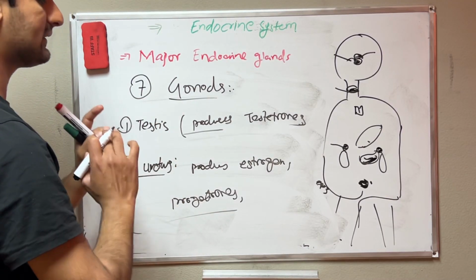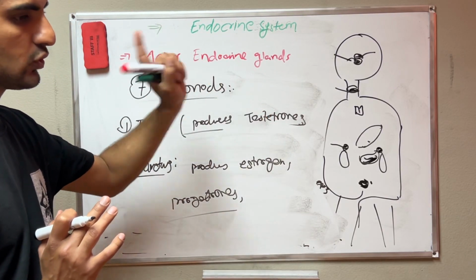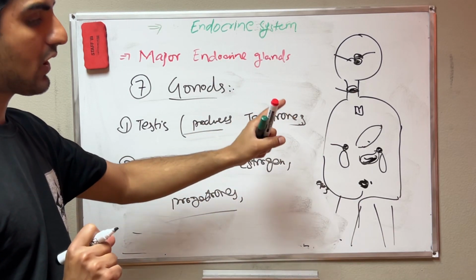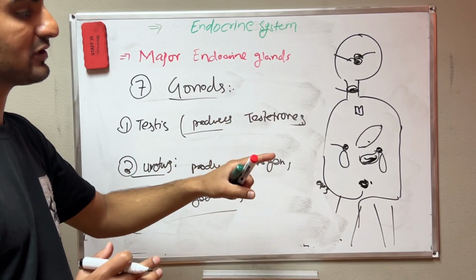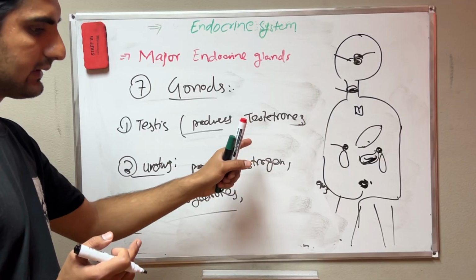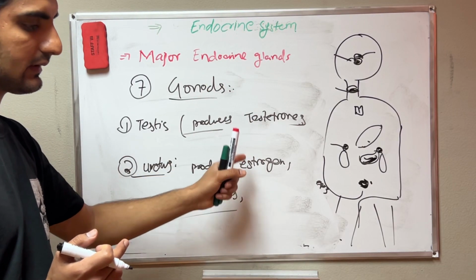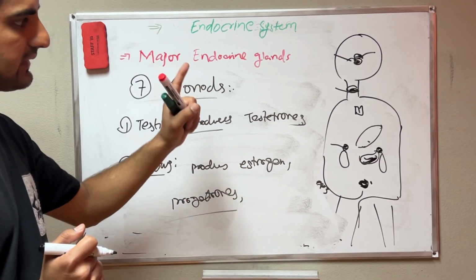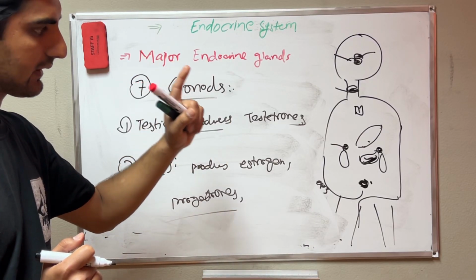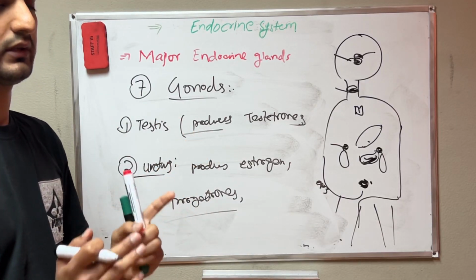Now we have discussed the major endocrine glands. First the pituitary gland, with two lobes, anterior and posterior. The anterior lobe's second name is adenohypophysis, and the posterior lobe is called neurohypophysis. Then the pineal gland, located at the base of the brain. Then the thyroid gland, at the front of the trachea. Then the parathyroid gland, on the posterior surface of the thyroid gland. Then the adrenal gland, pancreas, and gonads. These are the seven major endocrine glands.